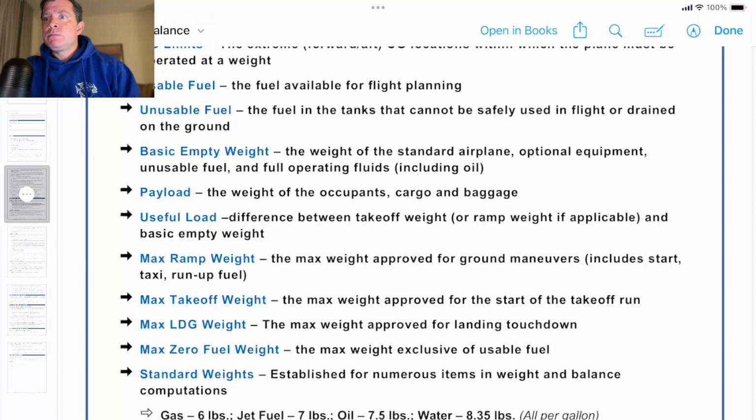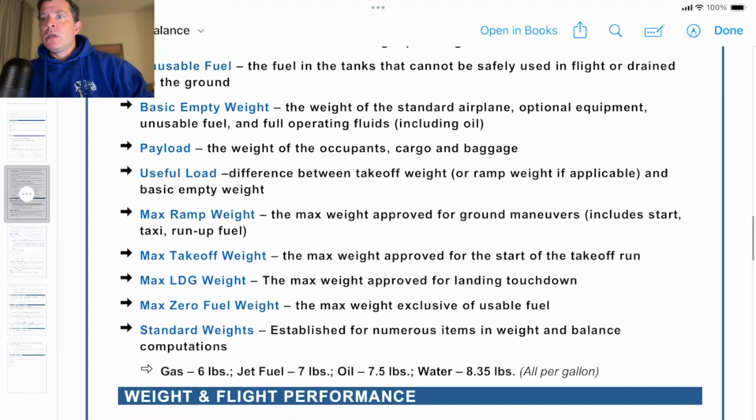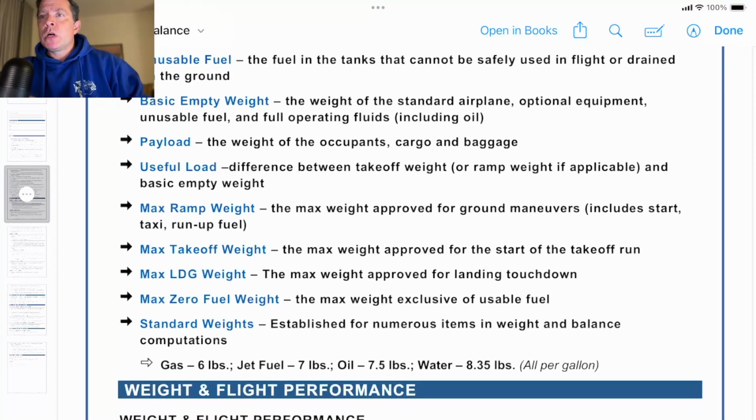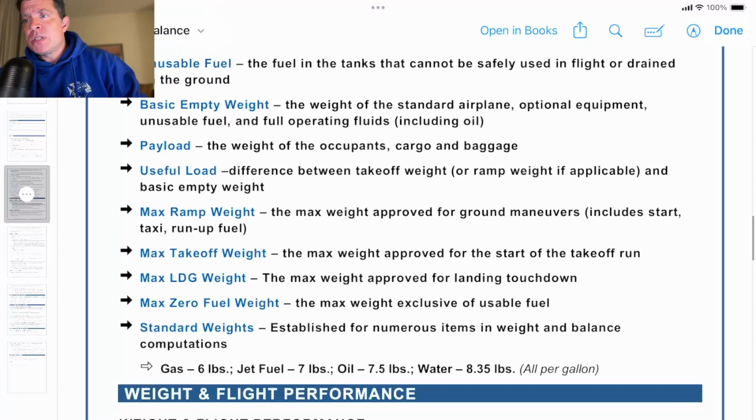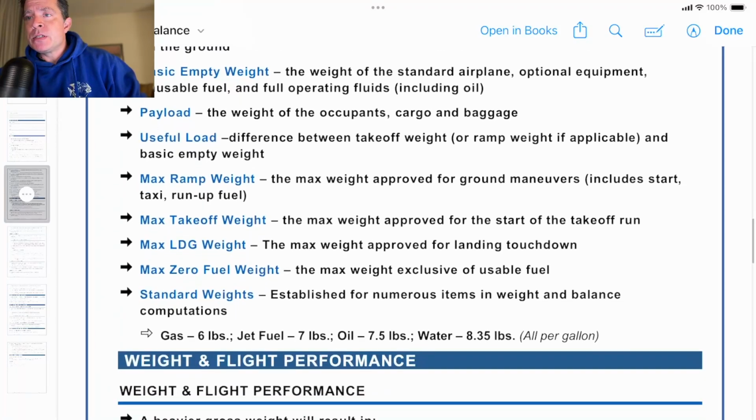Standard weights established for numerous items in weight and balance computations. So these you'll need to remember, put to memory. Gas is 6 pounds. That's probably the most important one for you right now. Avgas is 6 pounds per gallon. Jet fuel 7, oil 7.5. But if you're calculating the oil, it's on the written. But still, it's not a bad idea to put these numbers to memory.